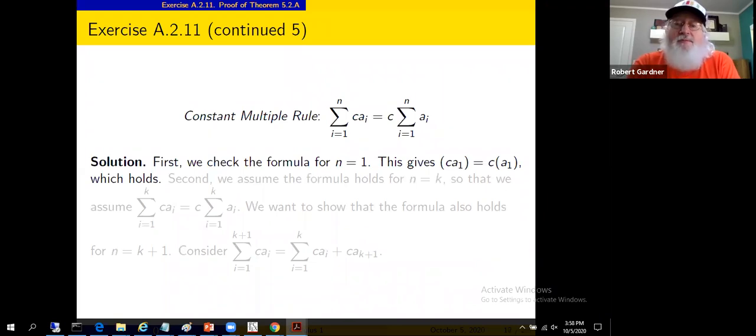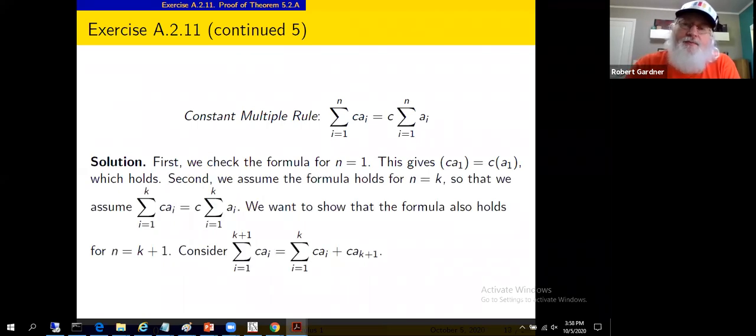Constant multiples. Okay, does it work for n equals 1? A constant multiple times a sub i summed up equals a constant times the sum of the a sub i's. Yeah, this is just distribution. So distribution is usually stated as an axiom for the real numbers, in terms of a sum of two things. So technically you need an induction proof to establish it.